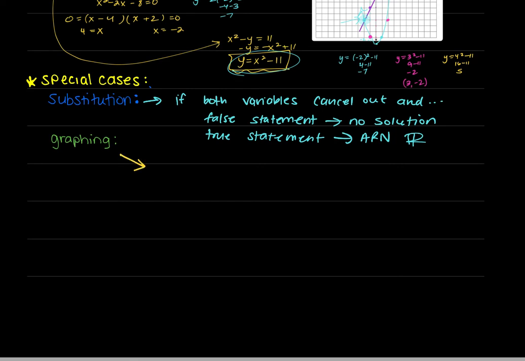When you're graphing, the 2 special cases come from parallel and intersecting lines. So parallel lines would be no solution because they're never going to cross.